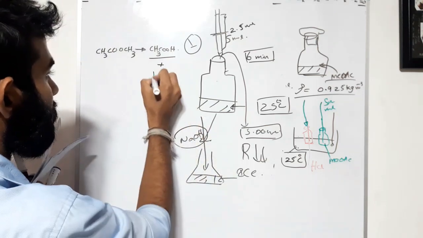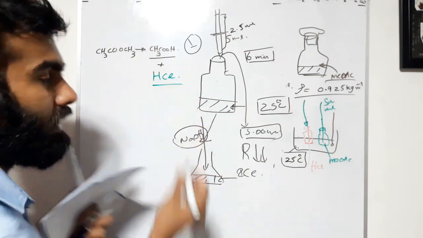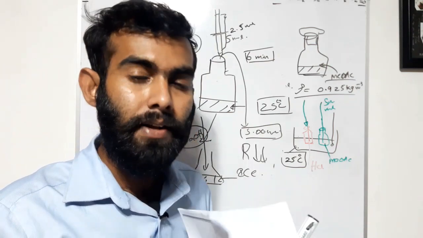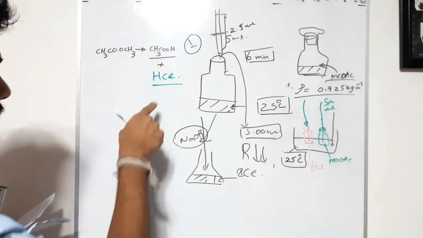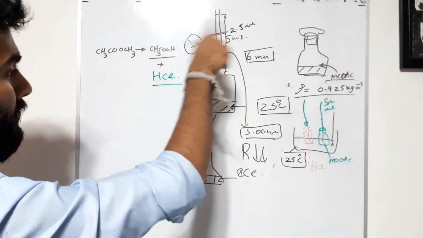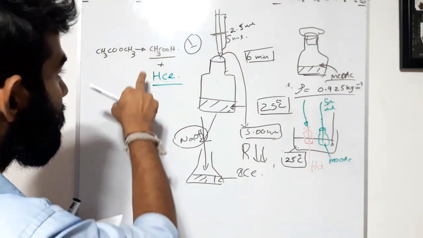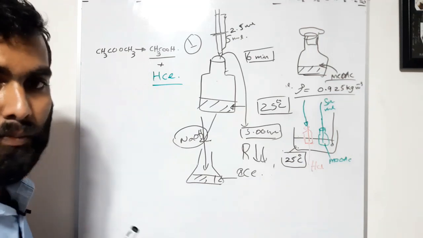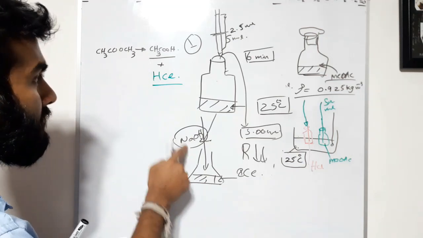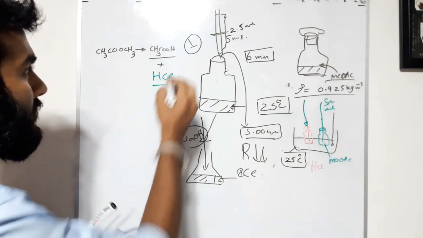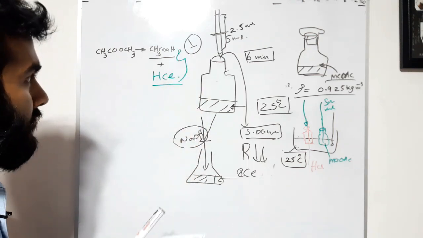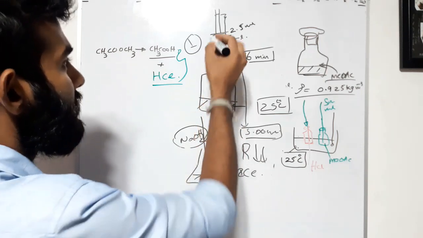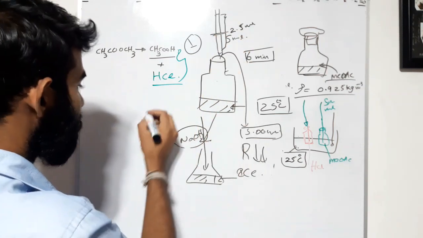HCl. We know that HCl is not actually consumed, it is regenerated because it is a catalyst. So this 5 ml of reaction mixture contains both acetic acid and HCl. So sodium hydroxide will react with both HCl and acetic acid.